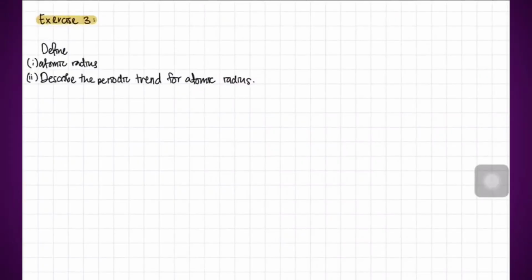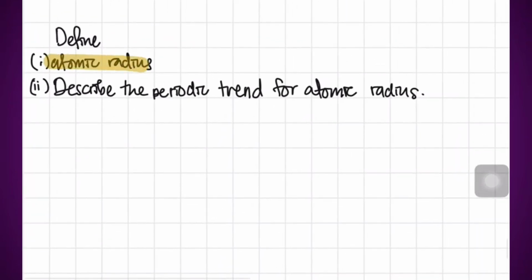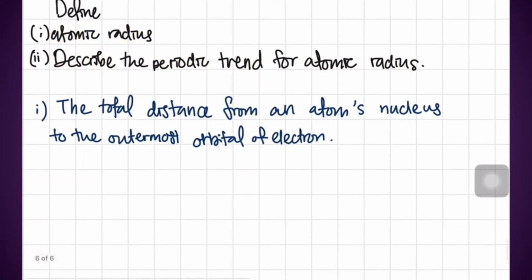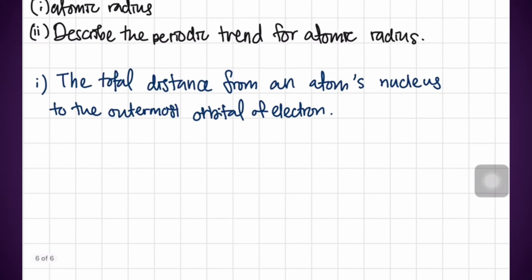Alright, this is exercise 3. Define atomic radius and describe the periodic trend for atomic radius. So, for question 1, we need to answer like this. The total distance from an atom's nucleus to the outermost orbital of electrons. That's the definition of atomic radius.